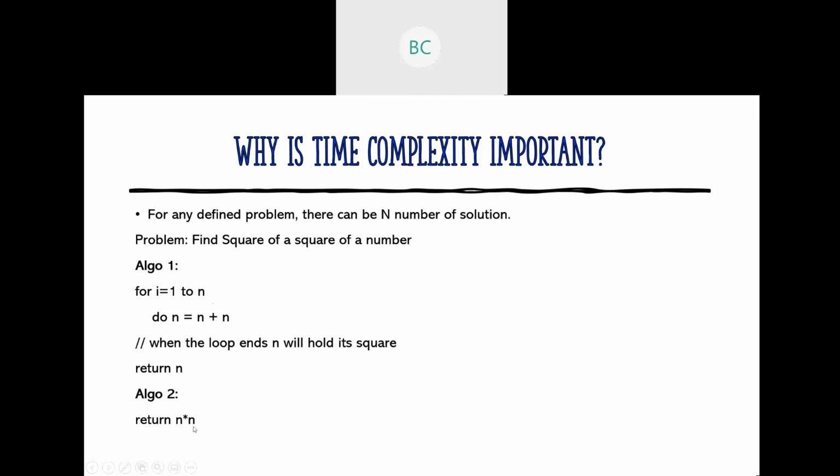And in algo 2, it's simply multiplying the values. So irrespective of your input size or input type, it will just multiply two numbers and return the result. Got it? Yes, ma'am.